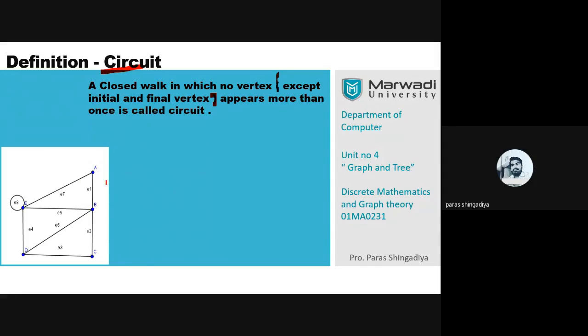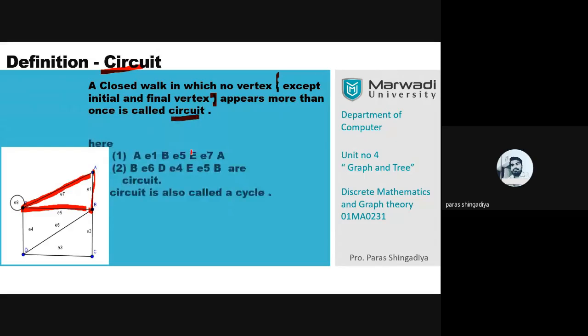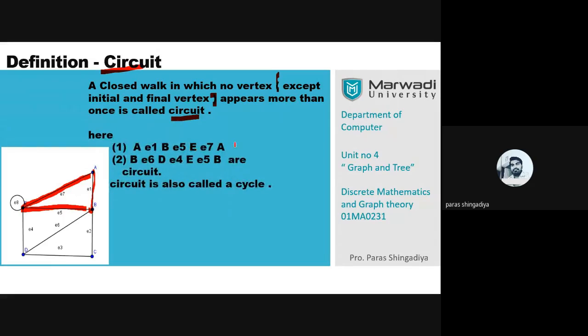So consider an example which is a closed walk. You can consider here A, E1, B. You have to start your journey with A, reach B, then E5, E, then E7, A. A, E1, B, E5, E, E7, A. It is a closed walk and no vertex appears more than once except this A. Therefore, it is known as a circuit. This triangle.